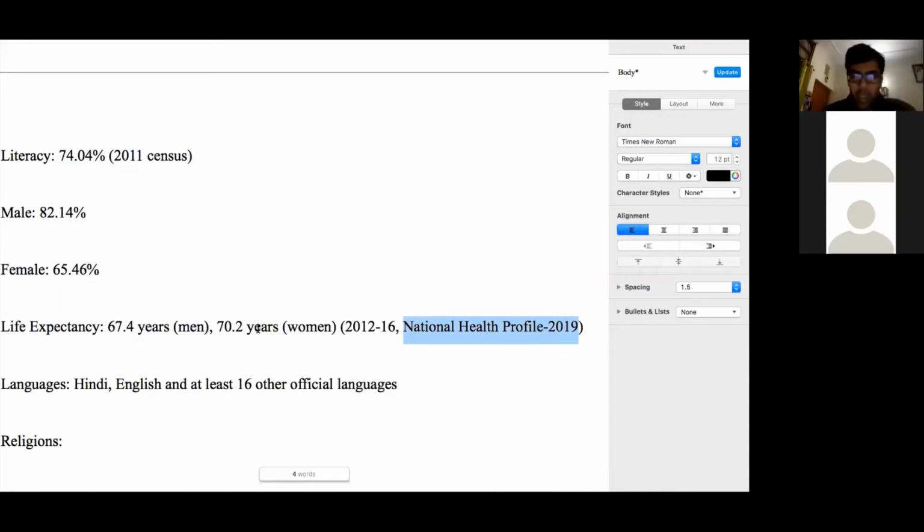Again, these figures can keep changing. This is just an estimate based on how better health facilities, better medication and better healthcare infrastructure are coming up. Again, if there are significant changes in the next few years, average life expectancy will go much higher.